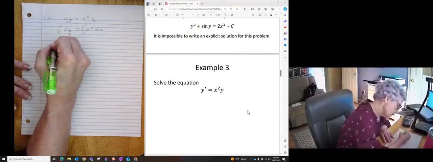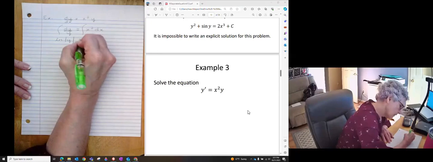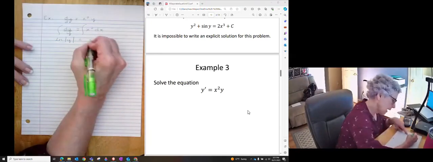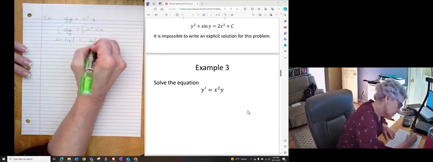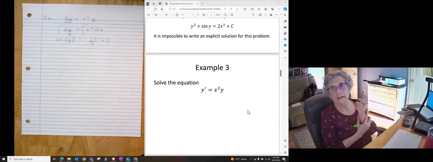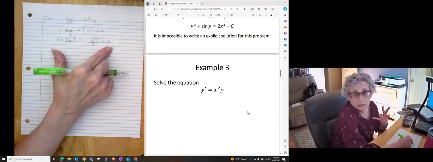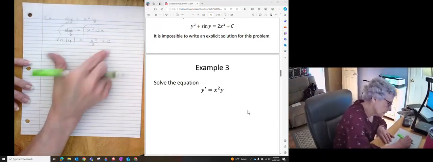Throw integrals on both sides. So this is the natural log of the absolute value of y is equal to, add 1 to the exponent, divide by the new exponent, and add c. Implicit solution. We could call ourselves done.